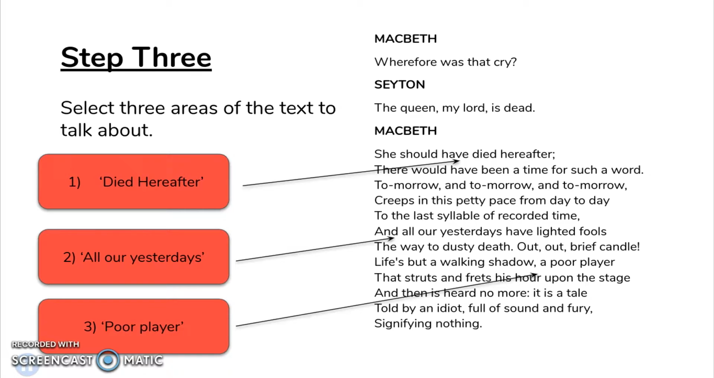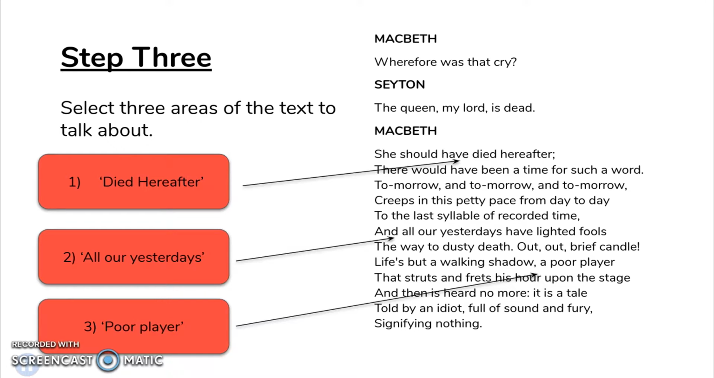All our yesterdays have lighted fools the way to dusty death. Now that is him talking about how people who try to take some sort of charge of their own destiny, either by looking at what's happened previously or by thinking about what is best in the present, are fools, he says, because that's exactly what he's done. He has tried to influence his future, and he's been made a fool of.